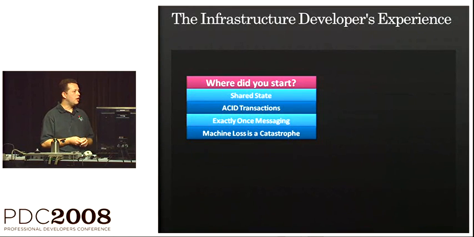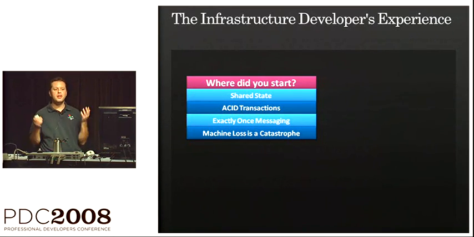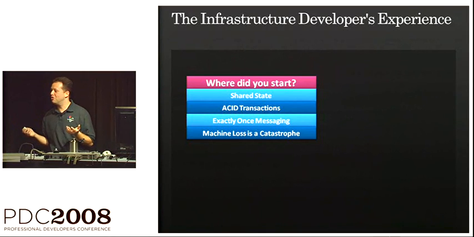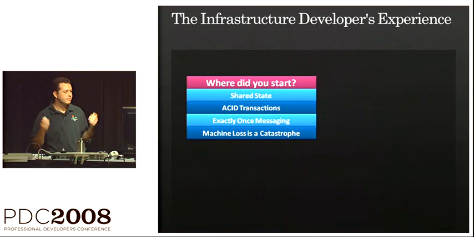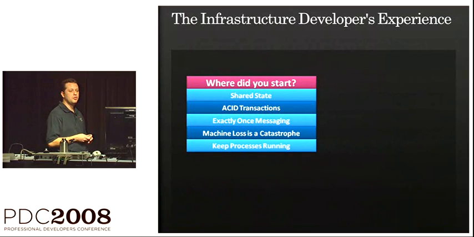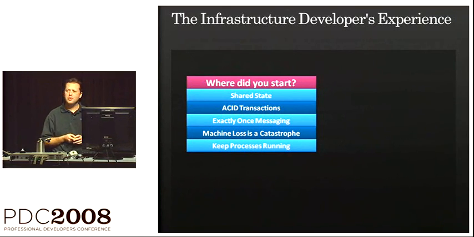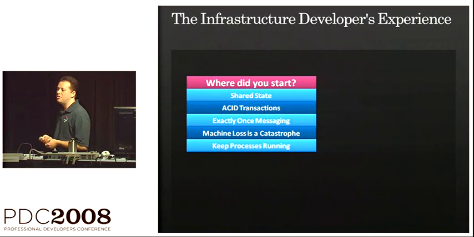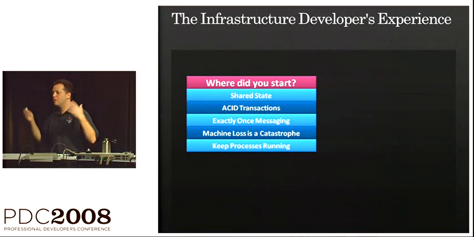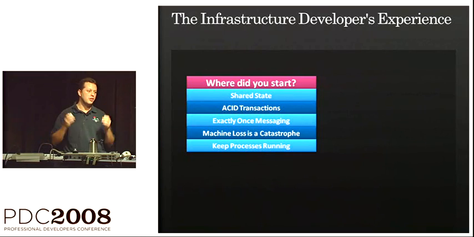Also, machine loss was a catastrophe. And like all catastrophes, you don't write code for it. You left it to the administrator to handle that problem. You also kept your processes running always. You only have one, so you'll probably want to keep it up. So you might do things you might feel a little bit bad about, like catching those unhandled exceptions and things like that. Just keep it running, keep it running. Maybe it degrades, but keep it running.